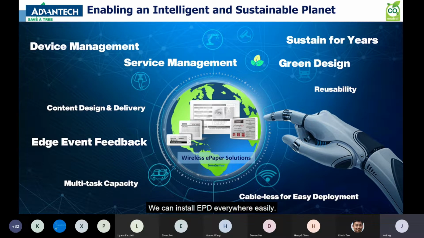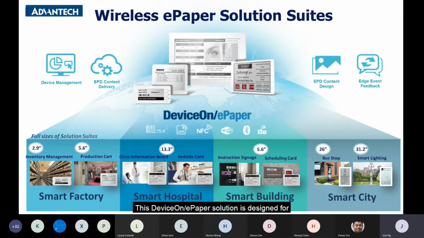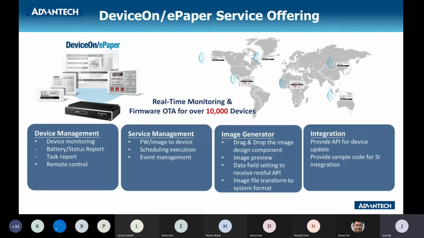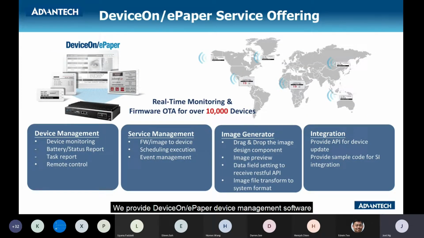We can install EPD everywhere easily. Creating a sustainable planet necessitates green design and reusability. This device and ePaper solution is designed for different sizes of ePaper in different scenarios. This software provides a user-friendly interface to start up and run ePaper smoothly. We are going to show you two solution suites today, for smart factory and smart building. We provide device and ePaper device management software for the presentation of both device and battery status.